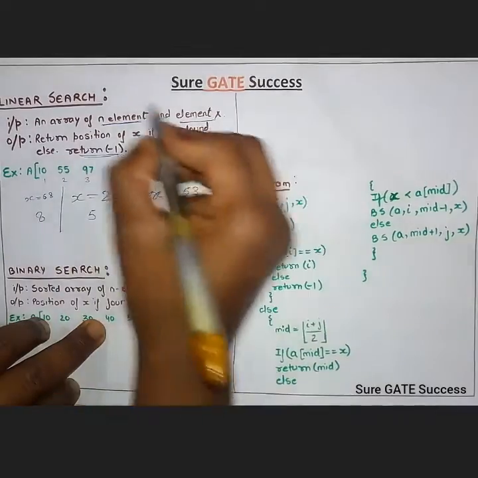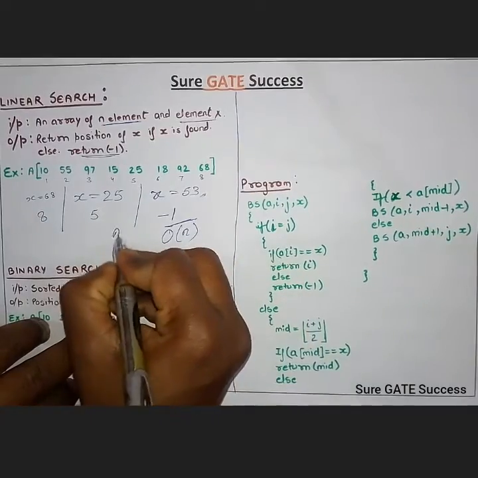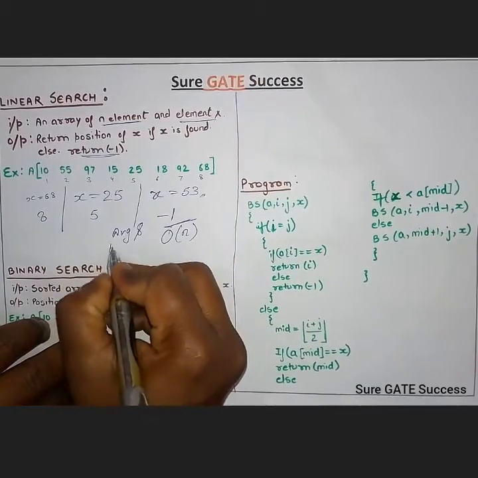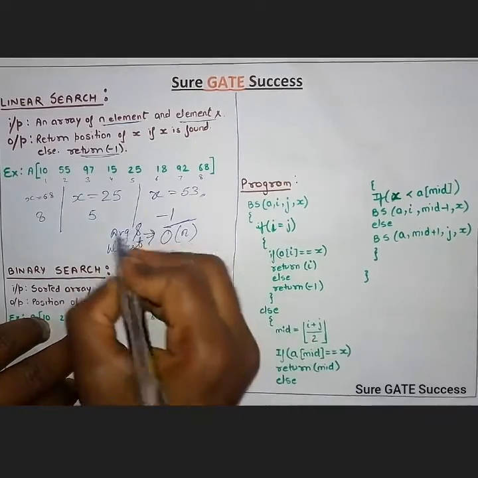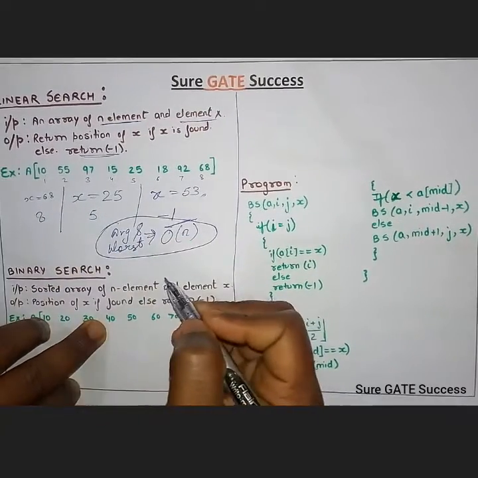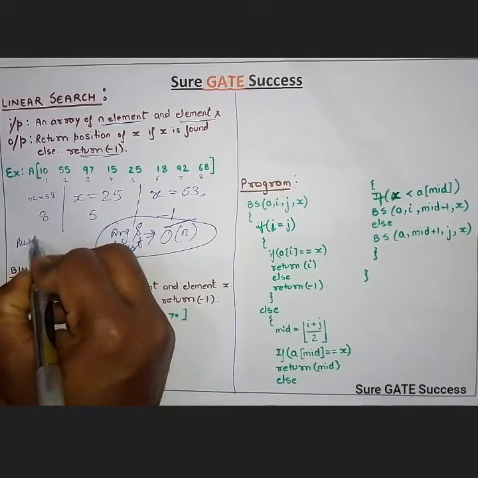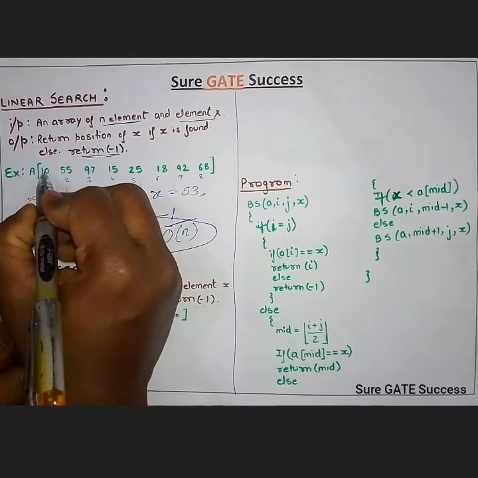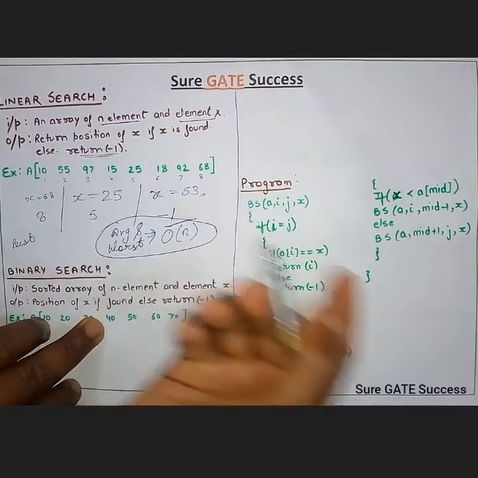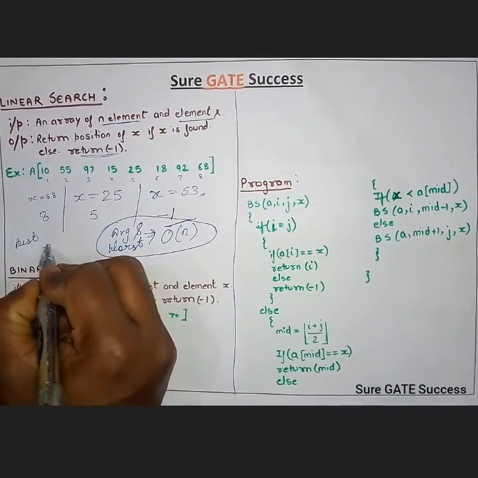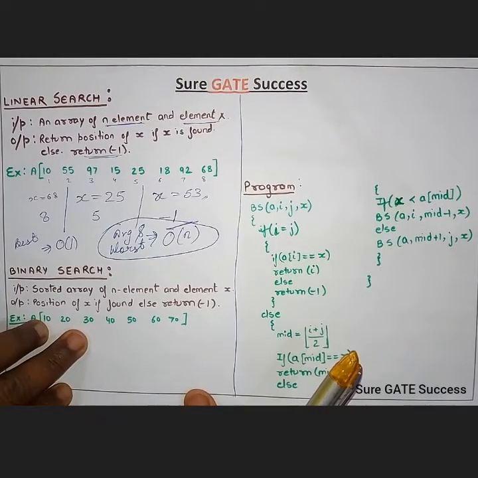So the time complexity in this case will be order of n in average and worst case. For the average and worst case, the time complexity is order of n, but in the best case, for example, if we have to find 10, we come here and we get it, so it is the best case. For the best case, the time complexity will be constant, order of 1.